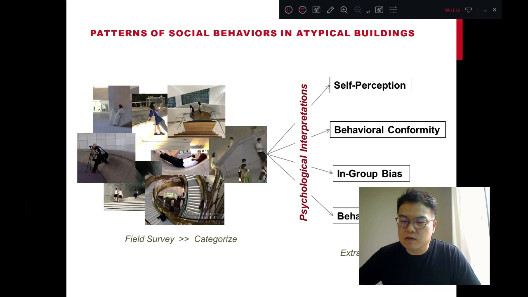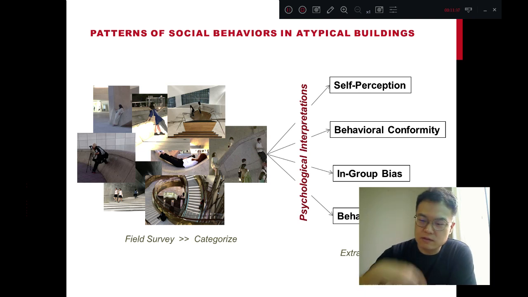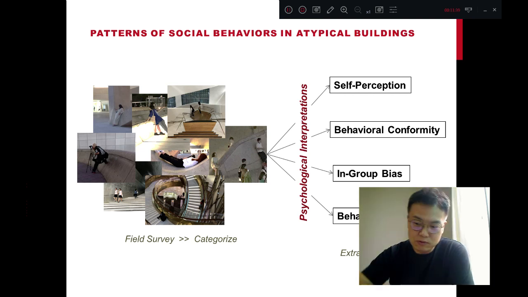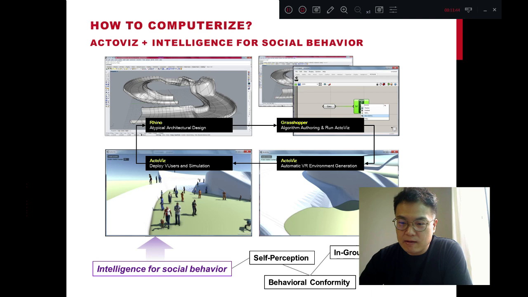So first we did a field survey and categorized the social behavior, and then we psychologically interpreted these behaviors. We categorized four categories: self-perception, behavioral conformity, group bias, and behavior setting. And then we put this kind of social intelligence, social behavior, into the ActiveBeach.